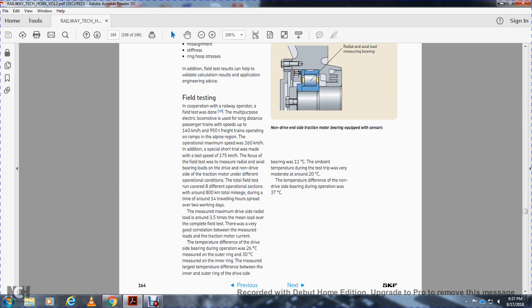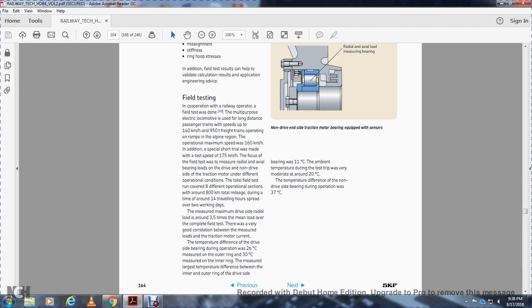The focus of the real test was to measure radial axle bearing loads for the driver and non-driver side of the traction motor in the different operation groups. The total field tests covered 8 differential operational sections of the round with 800 kilometers total mileage, 14 traveling hours over 2 work days. The measured maximum drive side radial load is around 3.5 times the mean, 3 to 5 times the mean of the load.